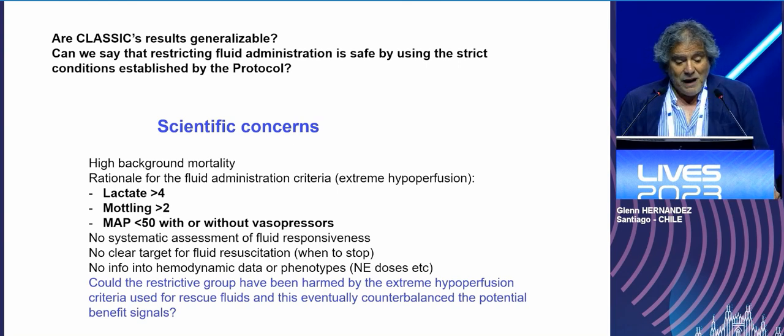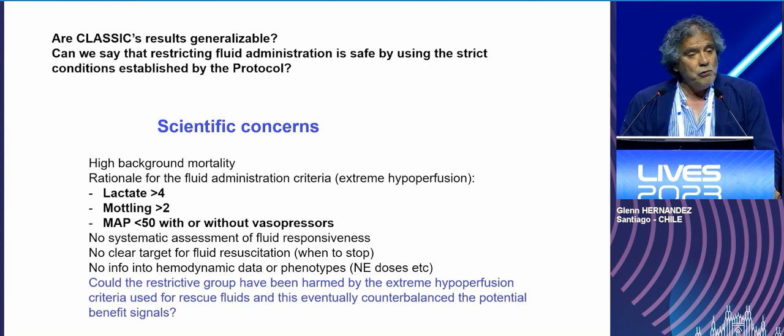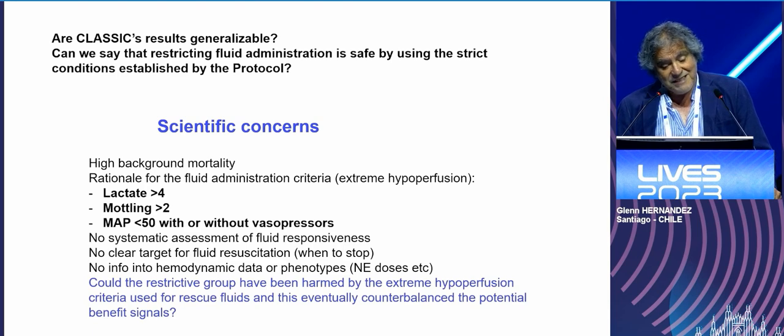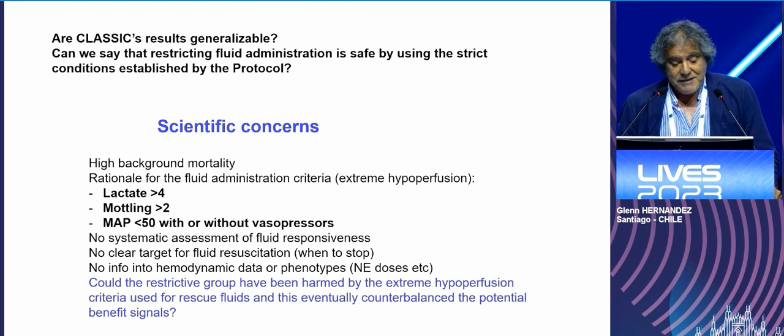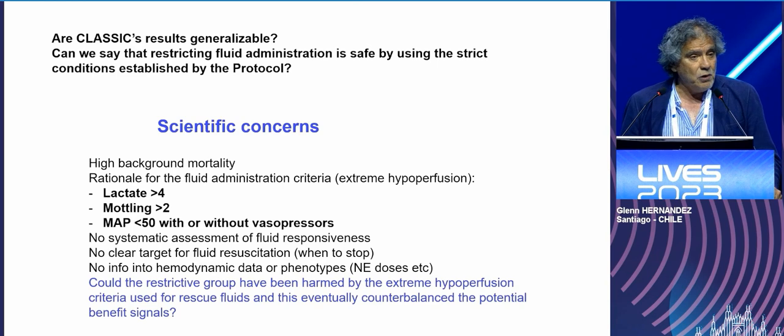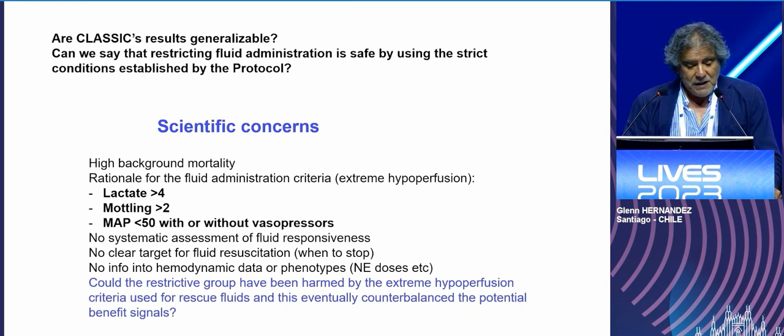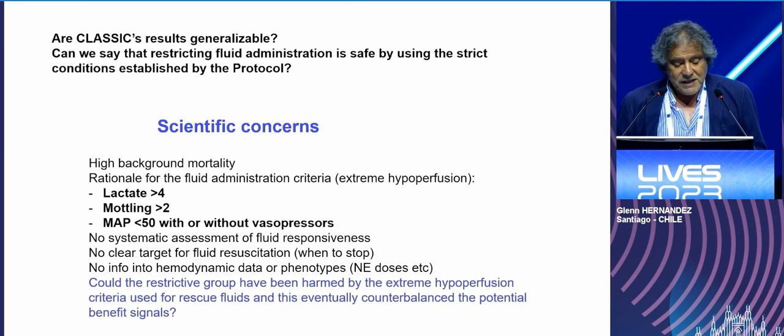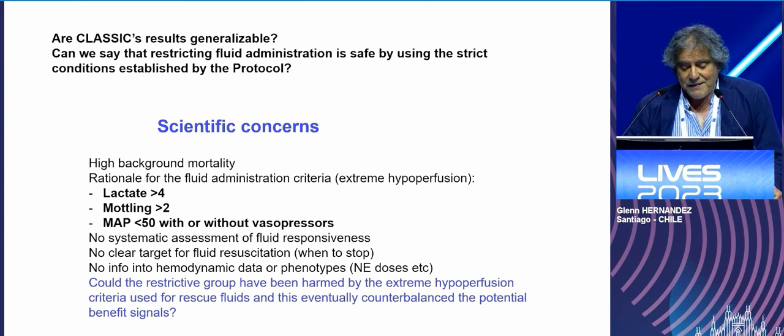The high background mortality, maybe the rationale for fluid administration criteria, which were of extreme hypoperfusion in the restrictive group: lactate more than 4, mottling, MAP less than 50. There was no systematic assessment of fluid responsiveness. The targets for fluids were not very clear. In my opinion, there were very scanty data about hemodynamic aspects such as norepinephrine dose.